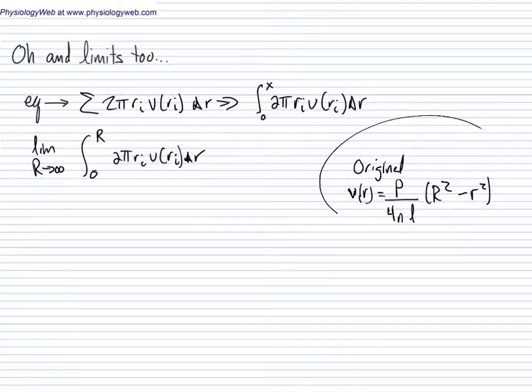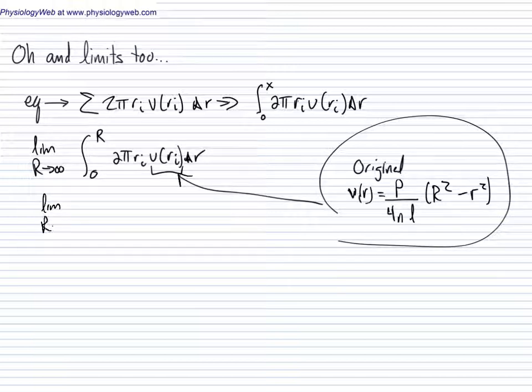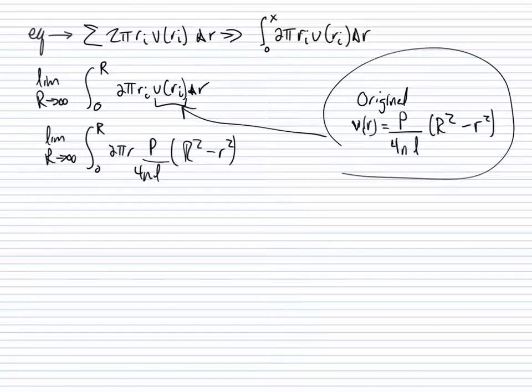If you remember our original equation that I just paused and copied down here, what you can do is replace this V of r with that. So it changes to the limit as r goes to infinity of the integral from 0 to r of pi r, which still is your area function, and this changes to P over 4 eta L times capital R squared minus little r squared. So you can do a little bit of work: you can cross out this 2 and this 4, which leaves a 2.